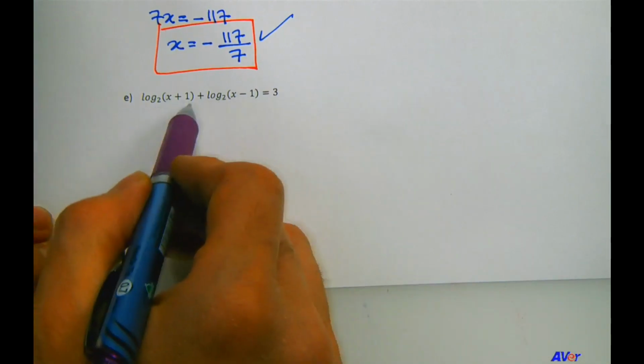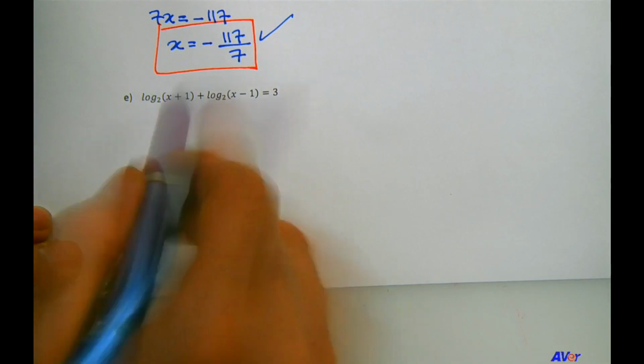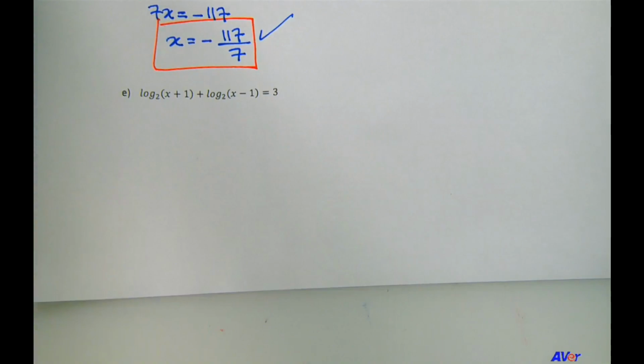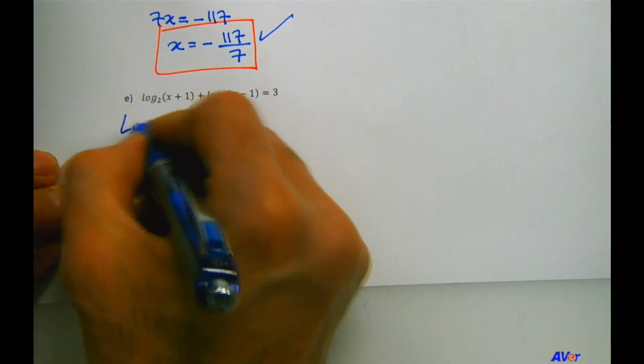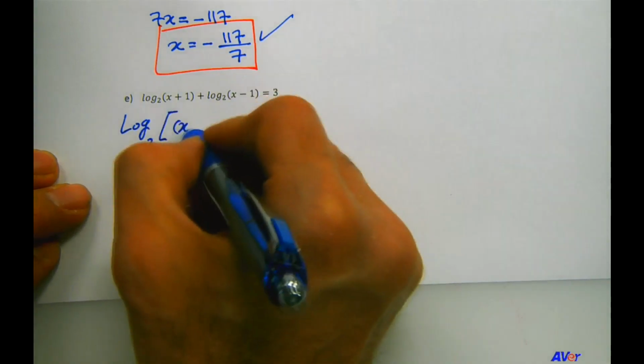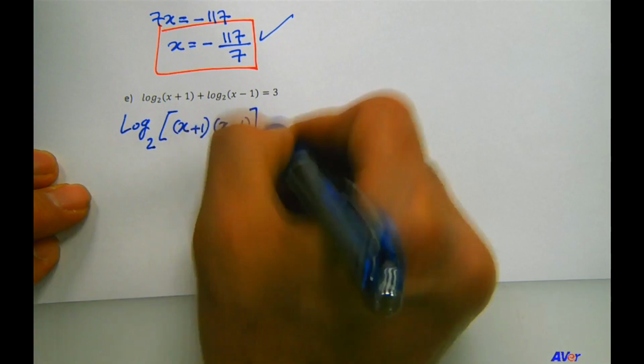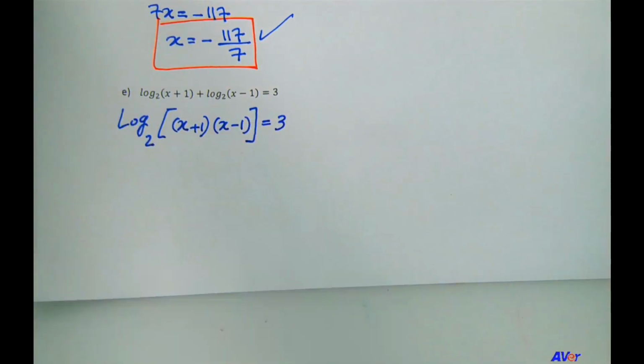Okay, so what property can I use? This is an addition problem. We can change it to a multiplication problem. So let's do that. Log to base 2 of x plus 1 times x minus 1 equals 3. Okay.